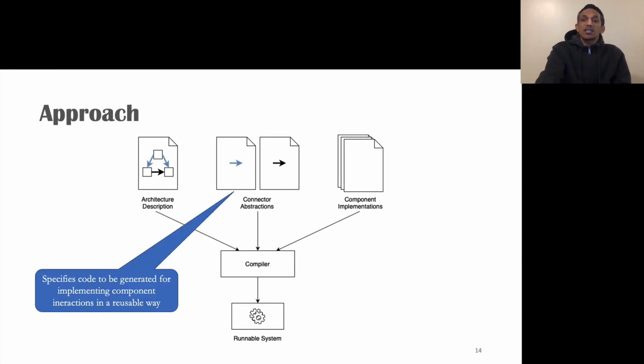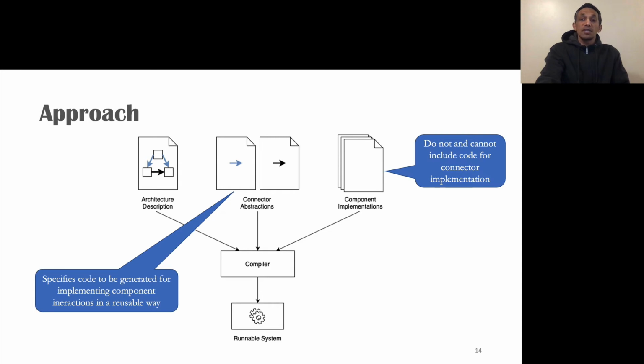The connector abstraction mechanism is reusable and component agnostic. What that means is that the abstraction only specifies the semantics of an interaction and can be used to generate code using metaprogramming for any components that need to be tied together using the connector. So then, in the component implementations, you cannot include code for connector implementation. Instead, components can only interact using interfaces.